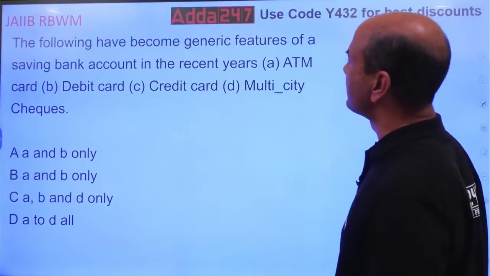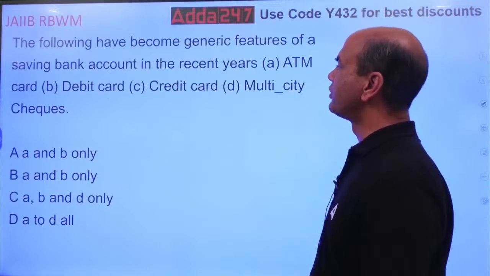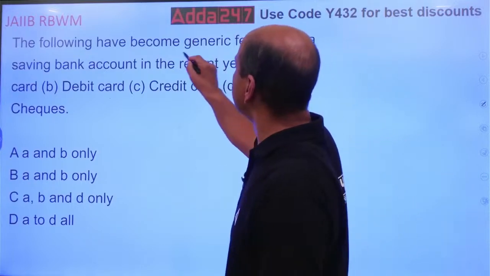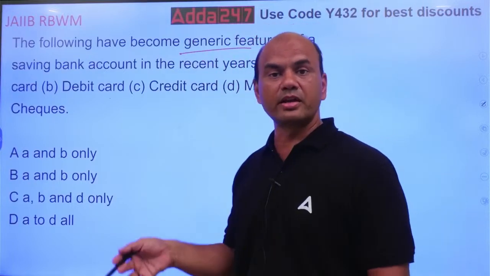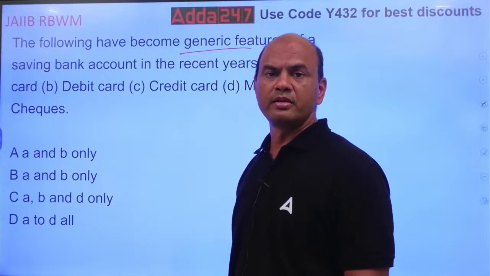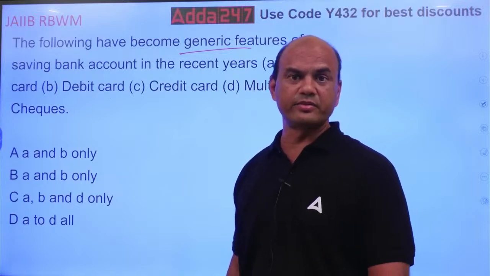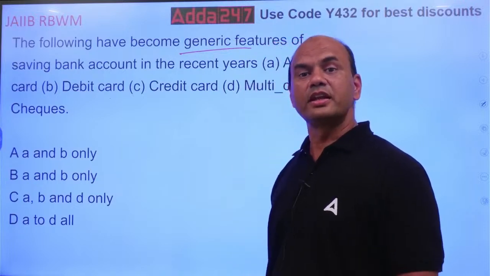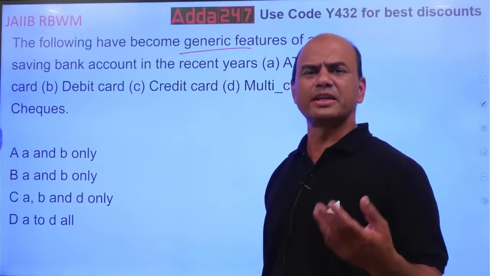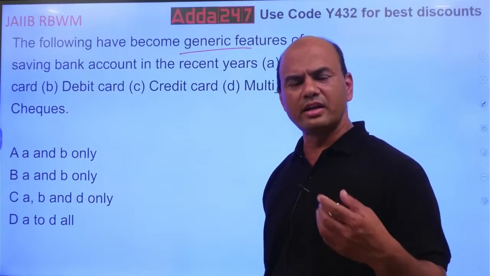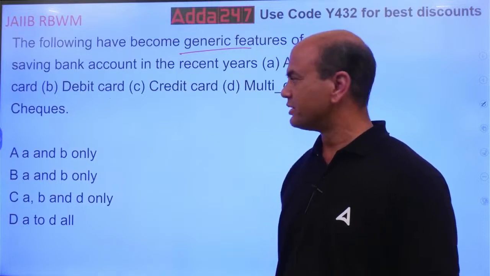The following have become generic features of a saving bank account in recent years. Now, what are generic features? Generic means all of them are giving. Generic medicine, right? Generic medicine we have. So, generic features means all of them are giving. Checkbook, all of them are giving. ATM card, all of them giving. Internet banking, nowadays everyone is giving.